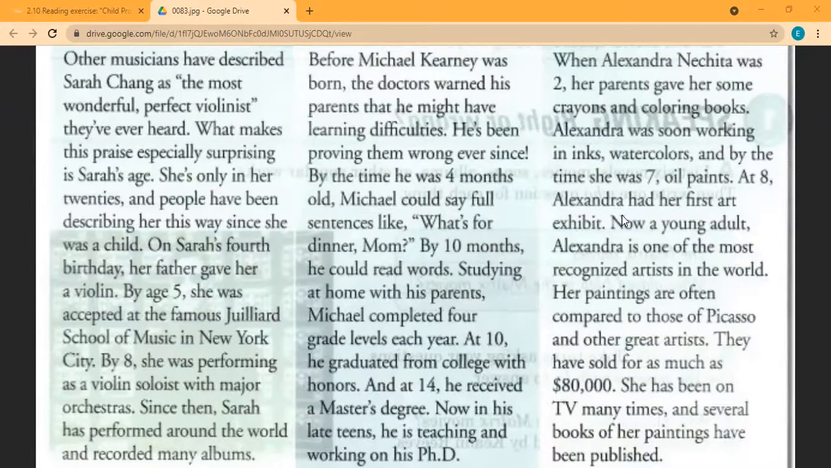I have a question. Yes, Evan. My question is, what does PhD mean at the end of the second story? PhD. It is the word for a doctor. A doctor is a PhD. Okay. Professional doctorate. Okay, thank you.